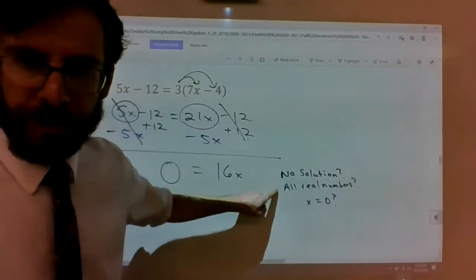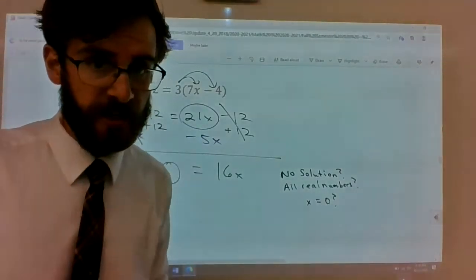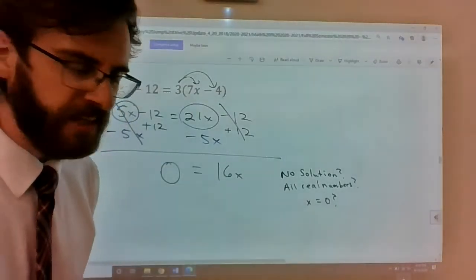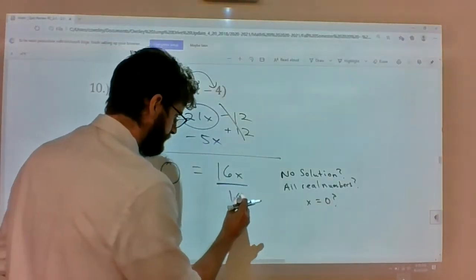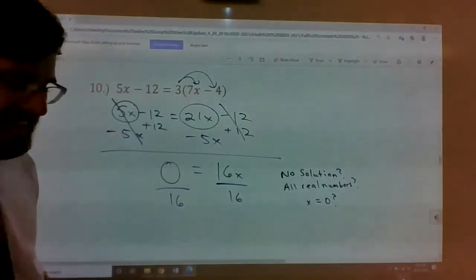Well, these two will only occur if your x's drop out. That's like when you have a 0x and only a 0x. I have a 16x. I'm supposed to divide by 16. 0 divided by 16 is still 0.